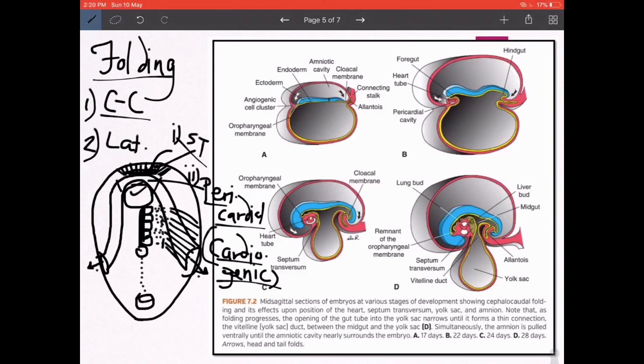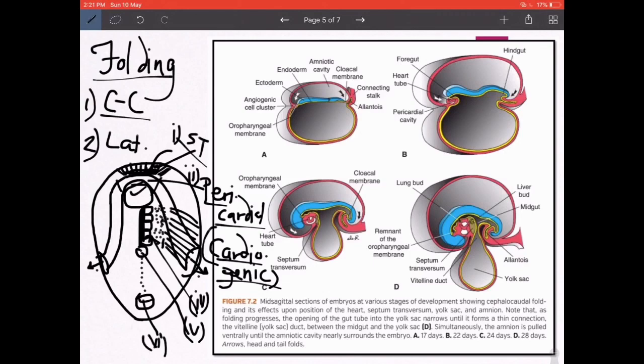Number 4, the notochord and the somites lying on either side. Number 5, the primitive pit and the regressing primitive streak. And finally, number 6, the cloacal membrane.